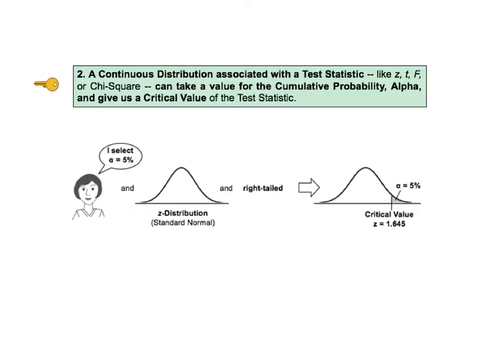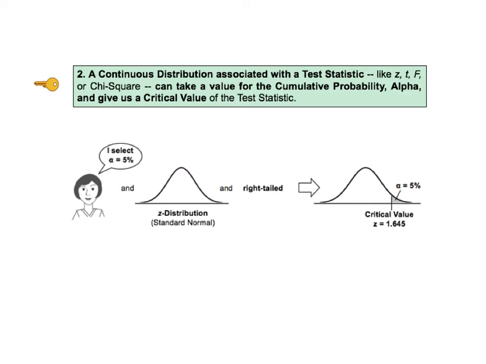Key to understanding number 2. A continuous distribution associated with a test statistic, like z, t, f, or chi-square, can take a value for the cumulative probability alpha and give us a critical value of the test statistic. In hypothesis testing, one of the first steps is to select a value for alpha, the significance level. Alpha is a cumulative probability. If we plot alpha as a shaded area under one or both tails of the distribution of a test statistic, then software or tables can give us the point value of the boundary of that shaded area.